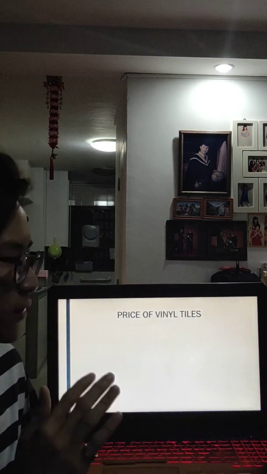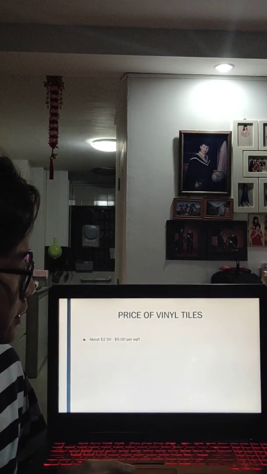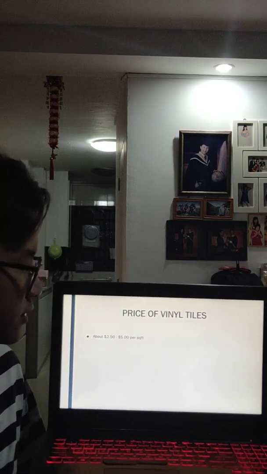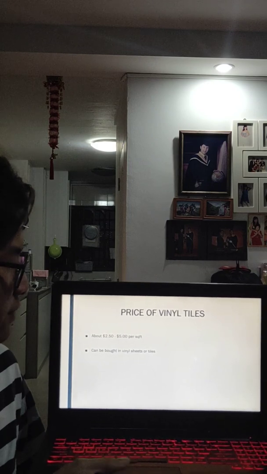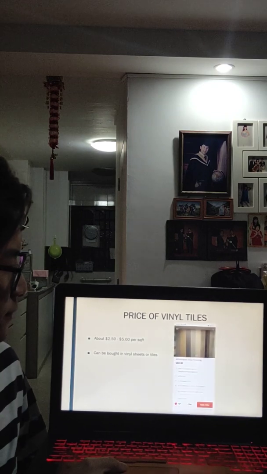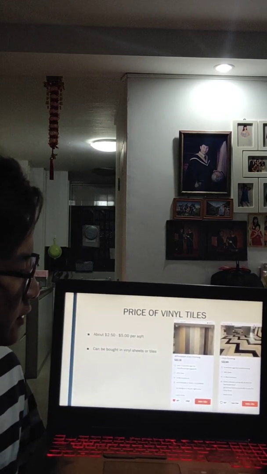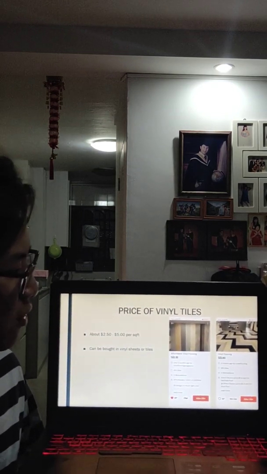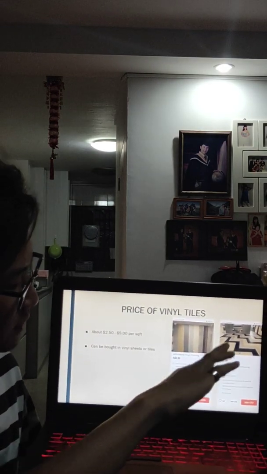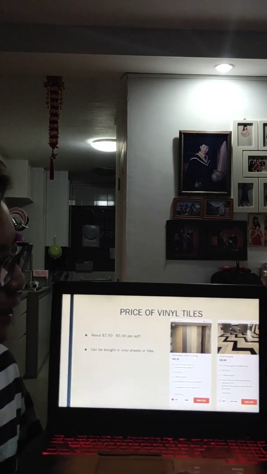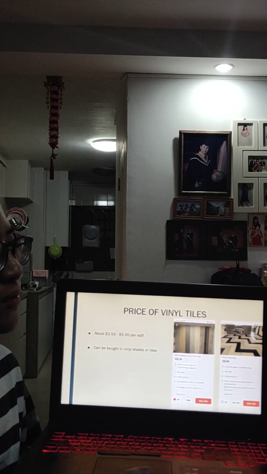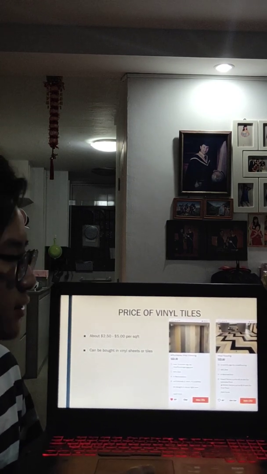So for the price of vinyl tiles, it's about $2.50 to $5 per square feet. It can be bought in a vinyl sheet or vinyl tiles. So these are the examples. It's found on Carousell. It's about $2.30 here and $2.80 here per square feet. These are renovation flooring firms that provide these services.